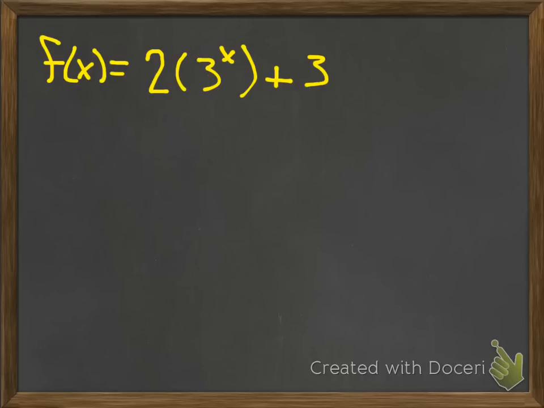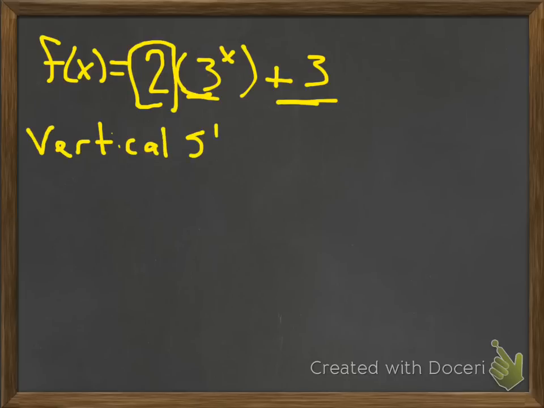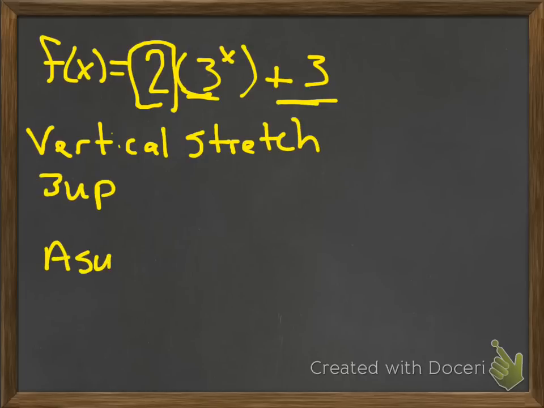Next example, we have 2 times 3 to the x power plus 3. Don't worry about this 3 right here. Okay, just worry about the 2 that's outside and this plus 3. That 2 tells me I have a vertical stretch because it's bigger. It's a number bigger than 1, or bigger than the standard. The plus 3 tells me I'm going up 3, and since I'm going up 3, I'm changing my asymptote to y equals 3.